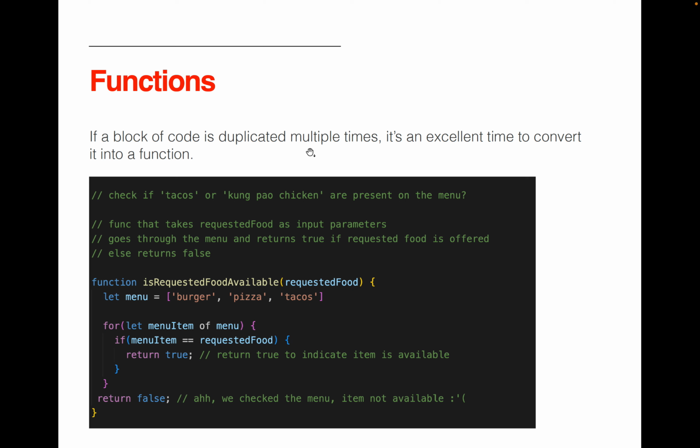All right. So we understand what a function is and how it is called. But when do we actually write a function? Or even why do we need a function in the first place? So whenever you see a block of code that is getting duplicated, you should convert that into a function. Let's understand more by an example.